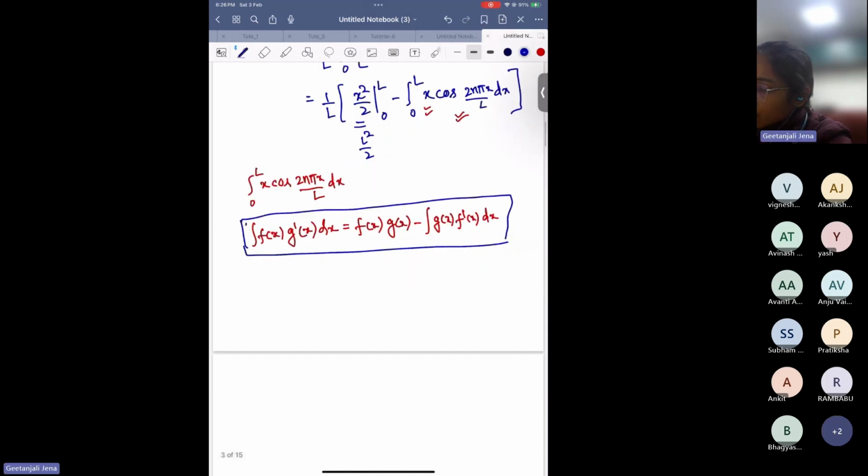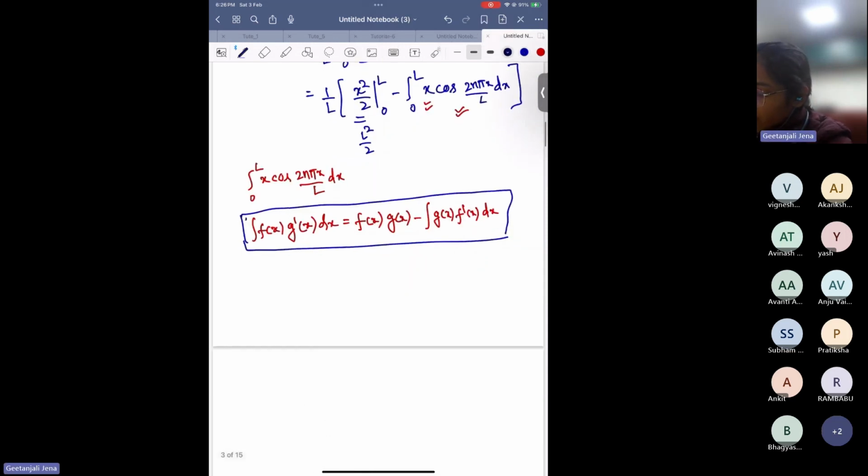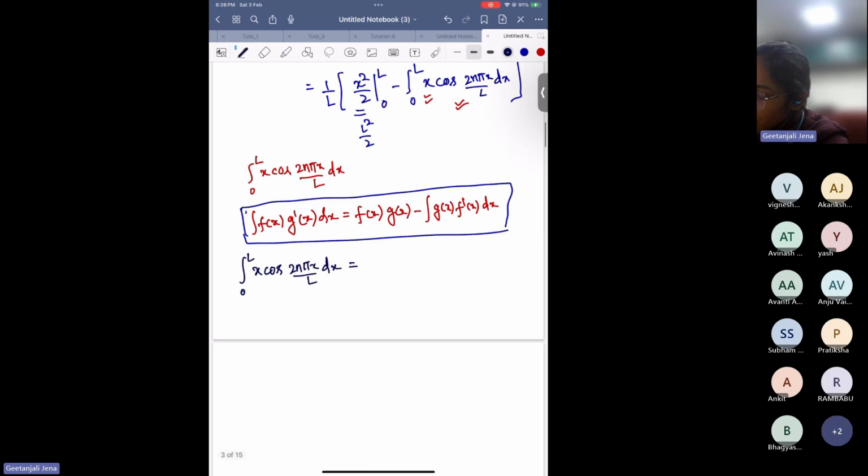So now you want to calculate the integration for these two functions, x cos 2n pi x by L dx. What you can do is take x as f of x, so that if you take the derivative of f of x, it will give 1 in the second term.